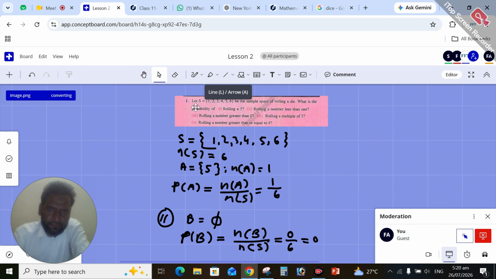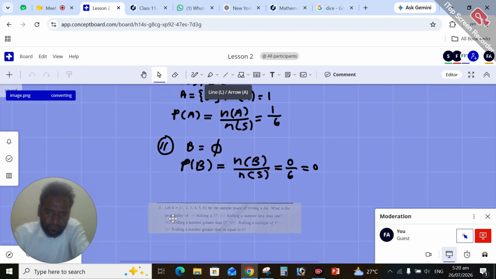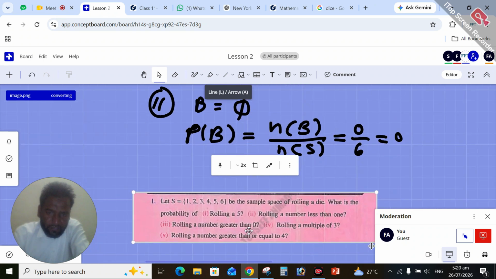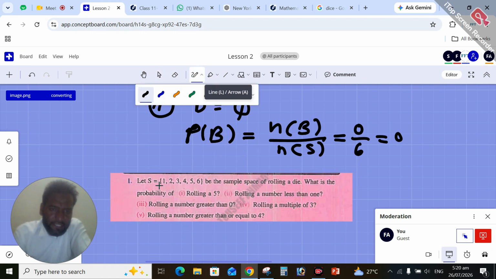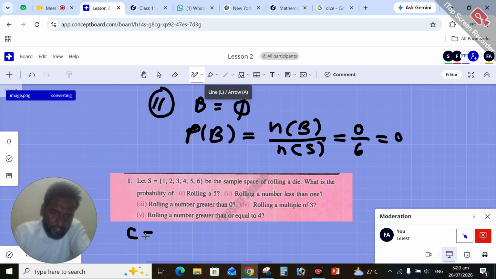Now the next question, the third question, rolling a number greater than 0. How many numbers are greater than 0? 6 numbers. Very good. So what would be the answer to this question? Let me represent the numbers greater than 0 by C, that is 1, 2, 3, 4, 5 and 6.